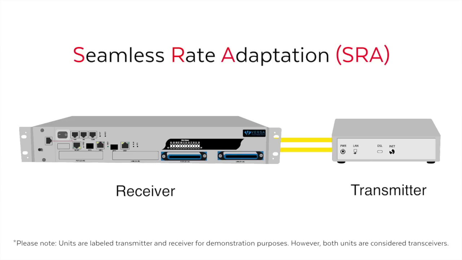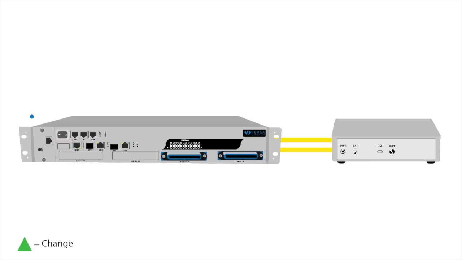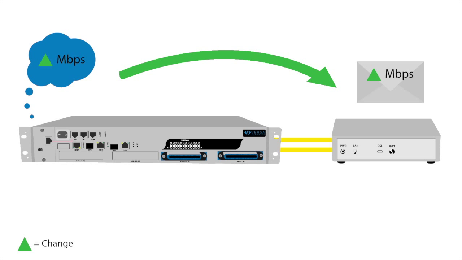Here's a quick rundown of the SRA process. First, the receiver monitors signal-to-noise ratio and detects that channel conditions have changed. Data rate transmission signals will need to be readjusted. The receiver will notify the transmitter that transmission rate changes will be made.